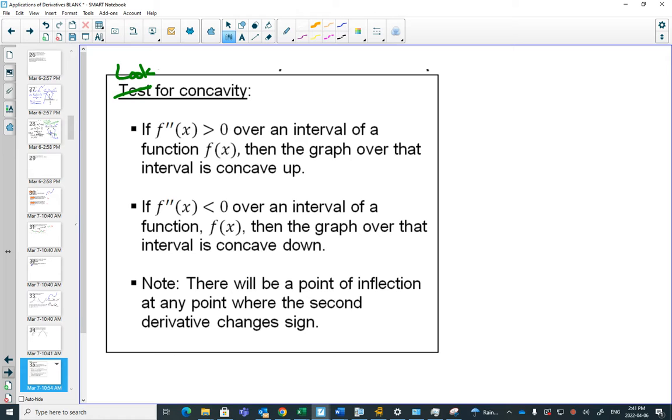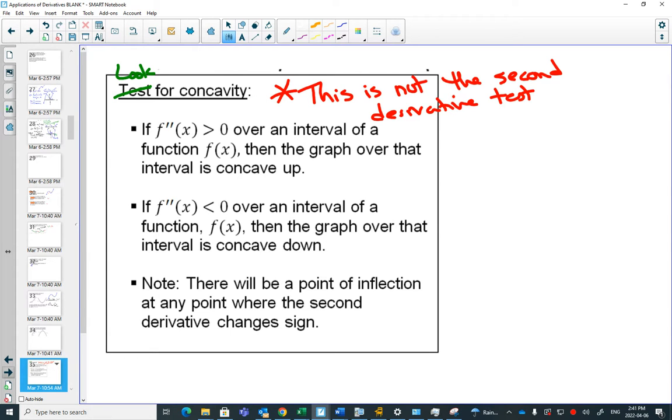Look for concavity. Test seems like a better word, but I do want you to put a big asterisk here. This is not the second derivative test, even though that is what your brain would logically think. What does the second derivative do? It looks for concavity. So what should the second derivative test do? Look for concavity. No.